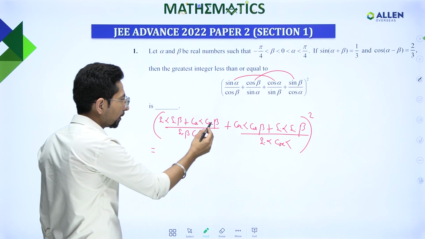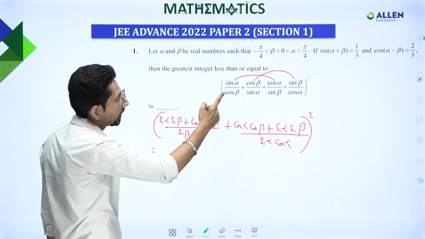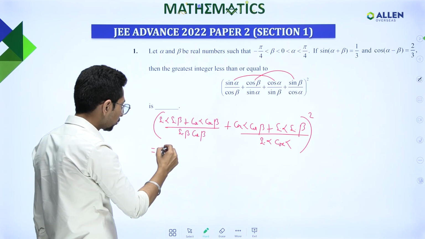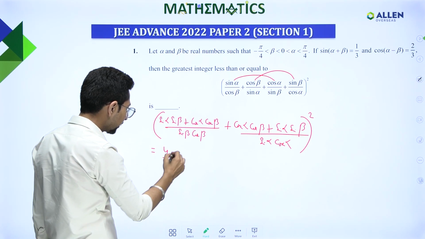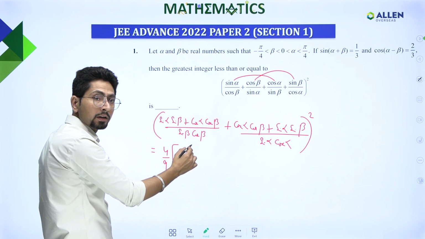Now in the numerator we are getting cos alpha minus beta for both the terms. We can take it common outside and that is given to be 2 by 3. So 2 by 3 square, that will be 4 by 9 outside, right? In the numerator we have 1 here. So this is 1 by sin beta cos beta.